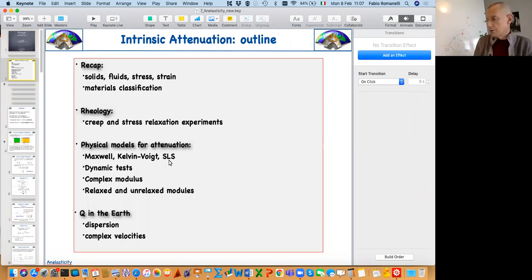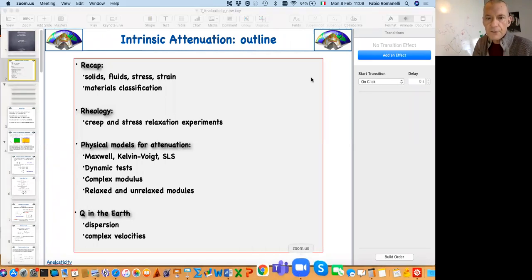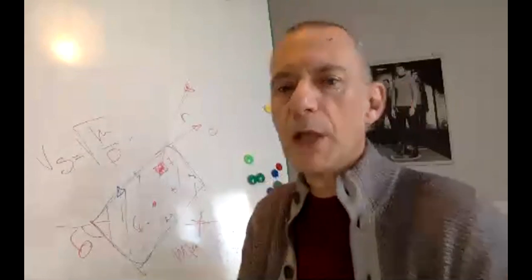If I'm able not to make this whiteboard collapse on my head, let's take just an example, and this is the message to take home today. Now let's take a general definition of velocity. Could be P velocity, could be S velocity. Okay, let's take Vs, for example. Okay, let me unshare my screen just for 1 second so you can see the blackboard better.